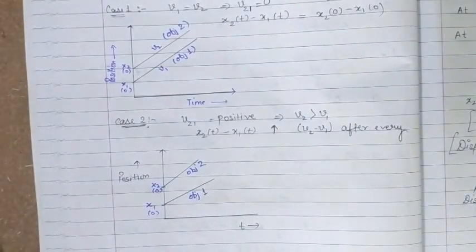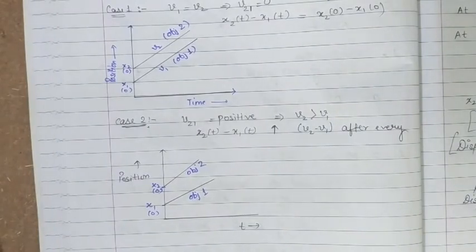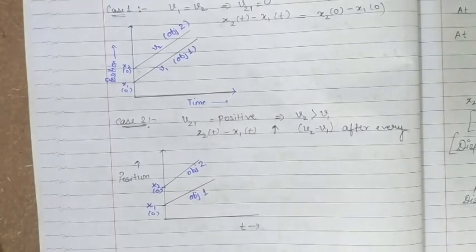Okay, so this is how the relative velocity works in case of v2 greater than v1. It is positive and the relative separation increases gradually with time.